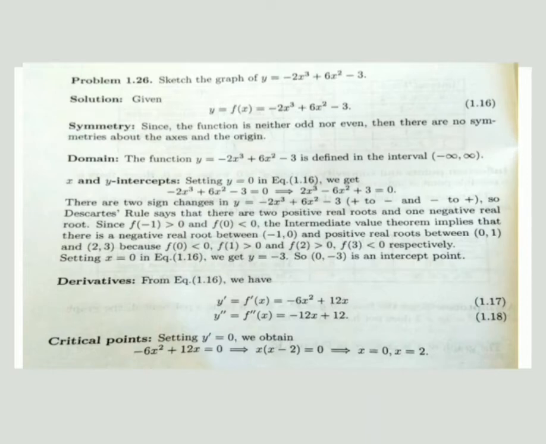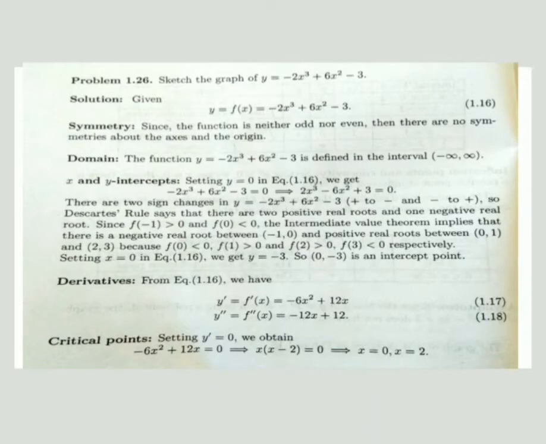The intermediate value theorem implies that there is a negative real root between minus 1 and 0, and positive real roots between 0 and 1 and between 2 and 3, because f of 0 is less than 0 and f of 1 is greater than 0, and f of 2 is greater than 0 and f of 3 is less than 0 respectively. So now setting x equal to 0, we will obtain y is equal to minus 3.